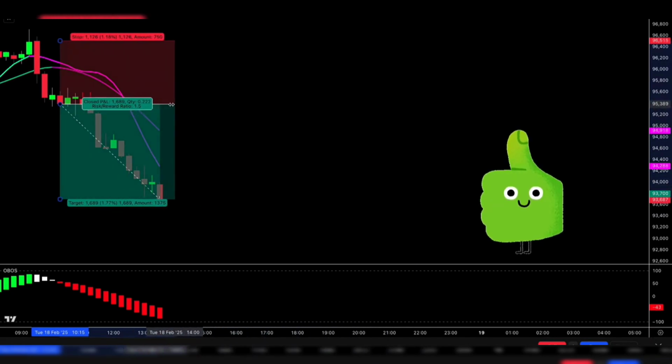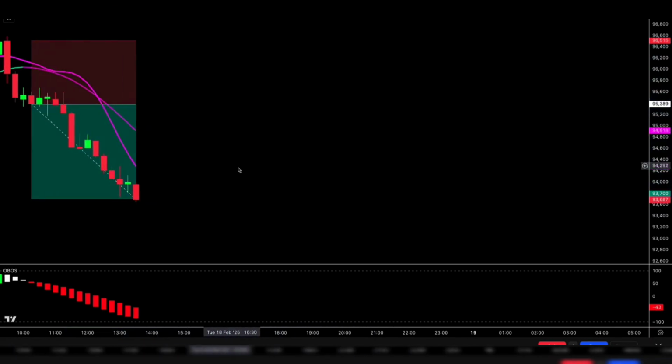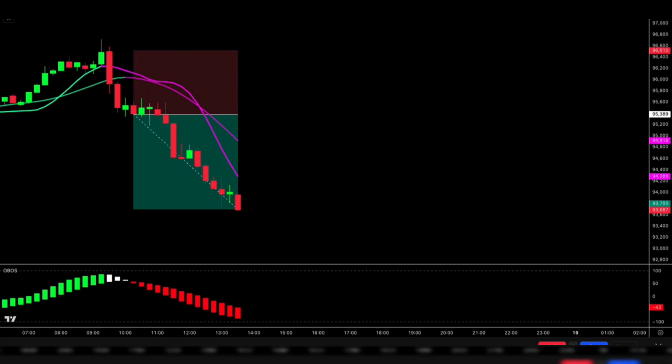The market has completely hit the target. I hope you must have understood this trading indicator. Let's find the next trade.